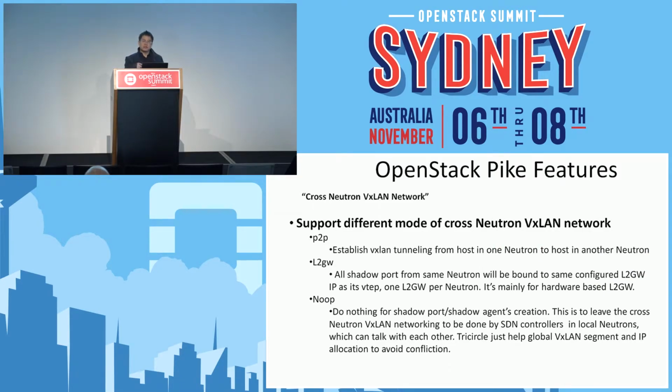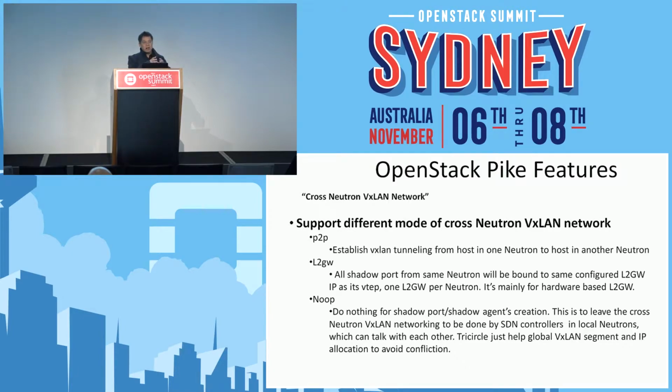We support different modes of cross-Neutron VXLAN network. The first one is P2P, point-to-point. We can establish the VXLAN tunneling from one host in one local Neutron to another host in another local Neutron, using the shadow agent's VTEP information. The second one is to establish the VXLAN network through an L2 gateway.